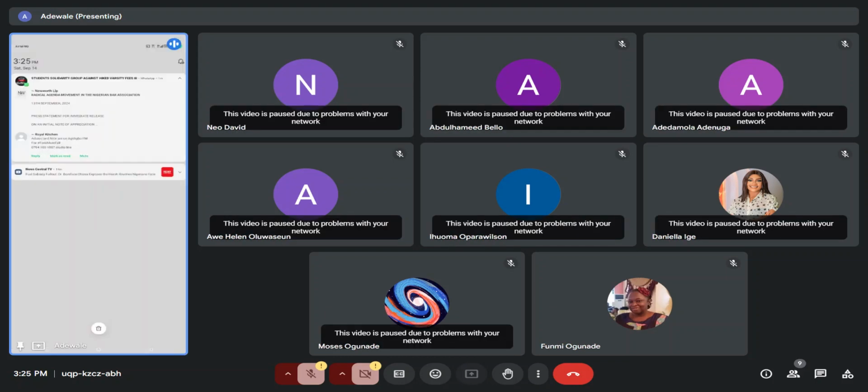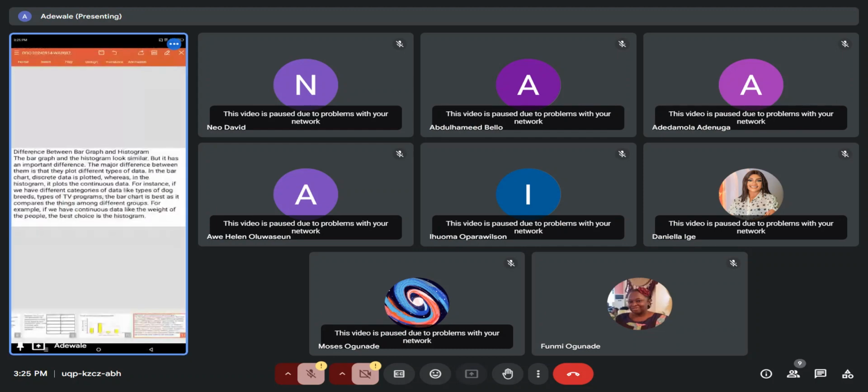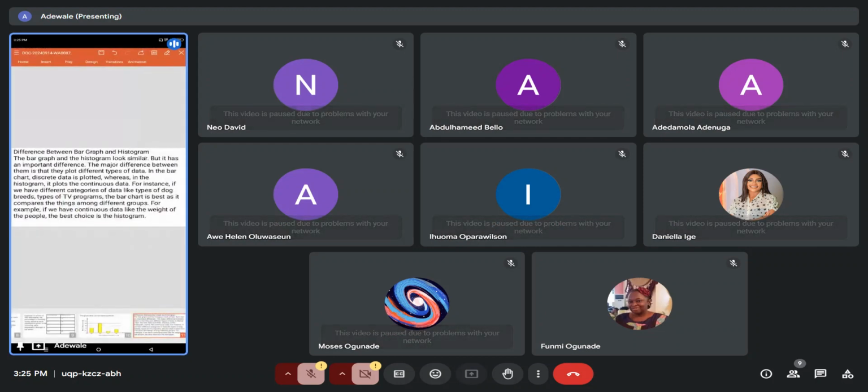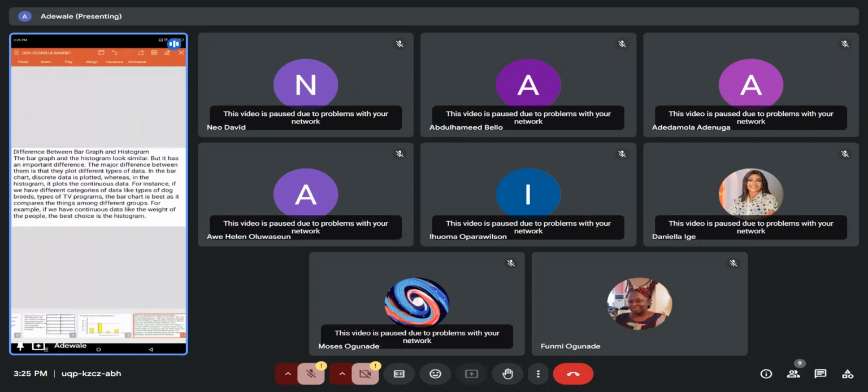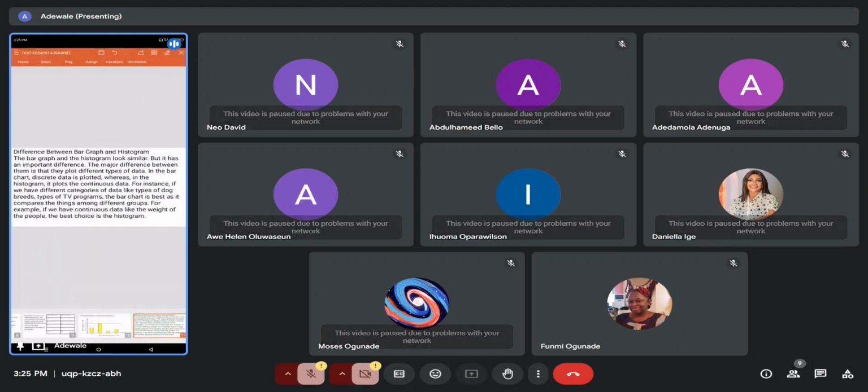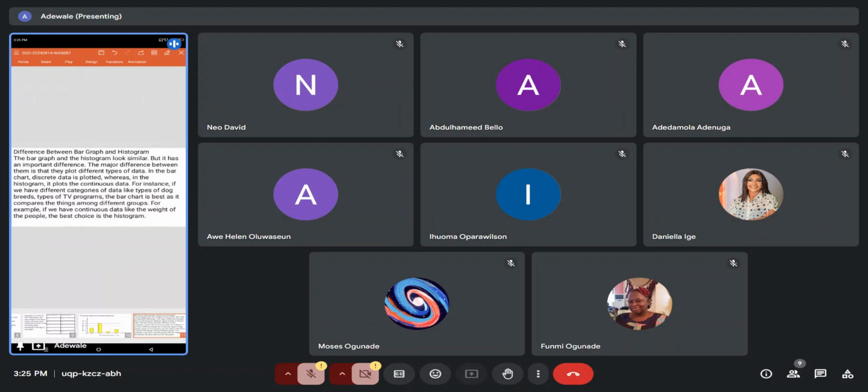So let's move to the next one: differences between bar chart and histogram. The bar chart and histogram look similar, as you can see, but one obvious difference is that in a histogram the bars are close to each other. They are not separated. But in a bar chart, there are spaces in between.